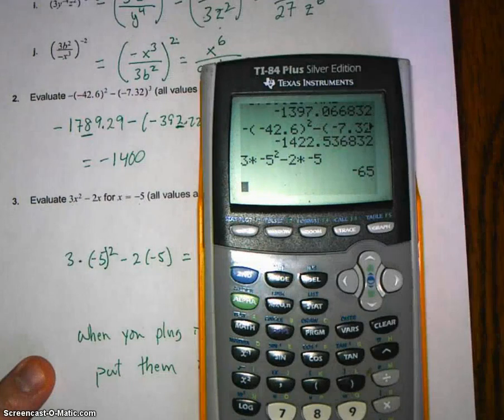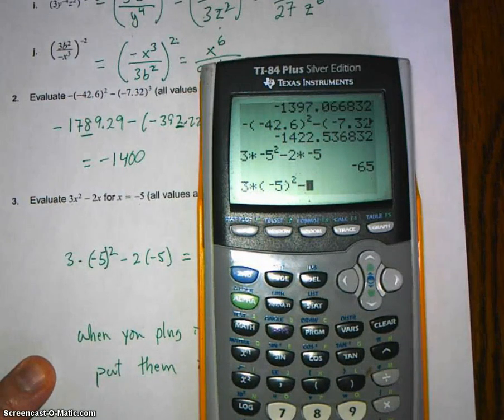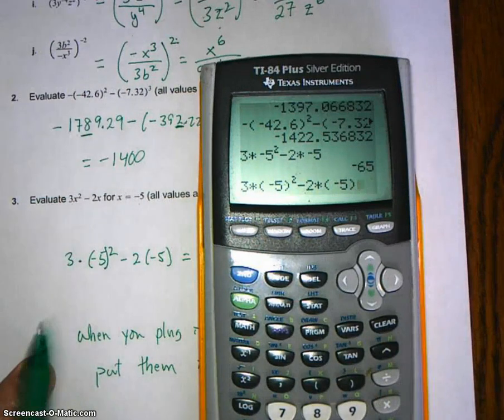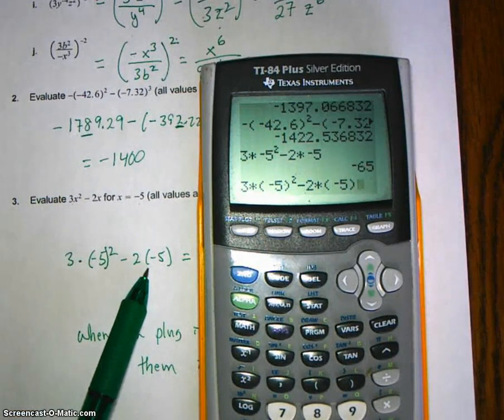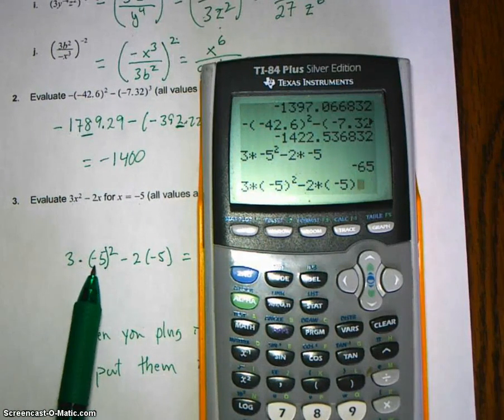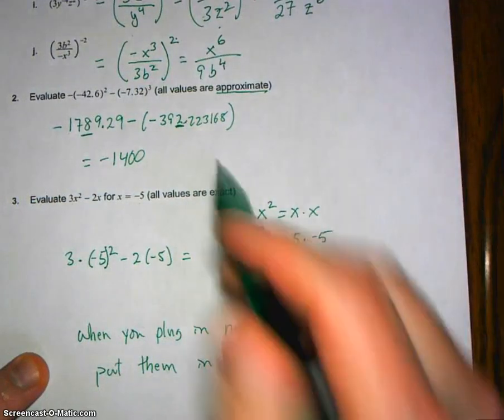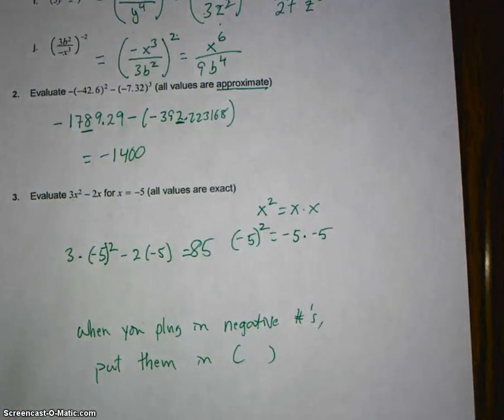So the right answer should be 3 times negative 5 squared minus 2 times negative 5. And you'll notice I did it out of habit here. I put this one in parentheses. I purposely didn't do it here to purposely get the wrong answer so I could make this point. The right answer should be 85, which you can see is a lot different. We got negative 65 the first time.